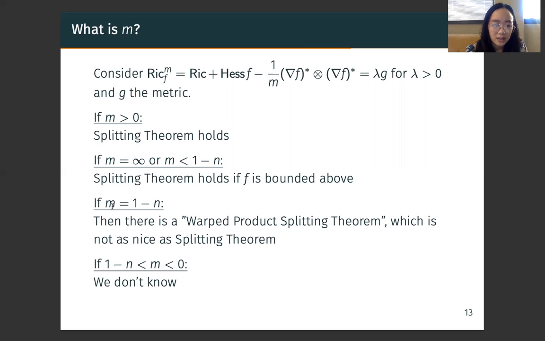And here, this m equals 1 minus n, this means that m is negative, right? Or I guess 0. Then finally, if 1 minus n is less than m is less than 0, then we don't know if there is some kind of splitting theorem. And we're going to focus on this 1 minus n case since the splitting theorem doesn't hold.